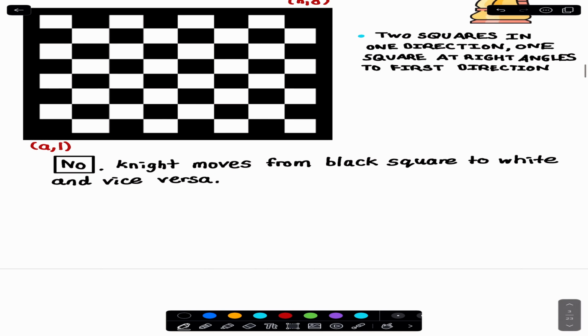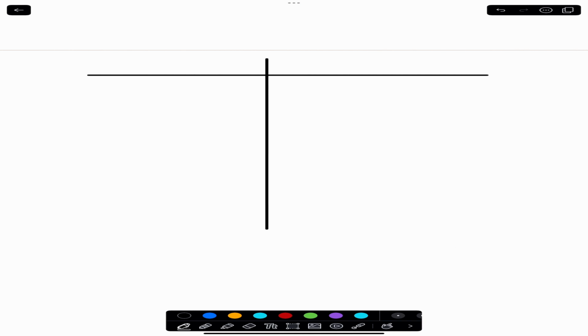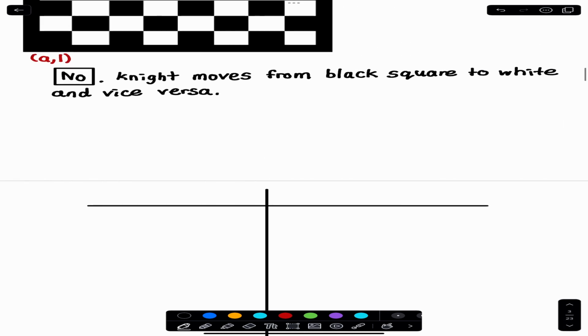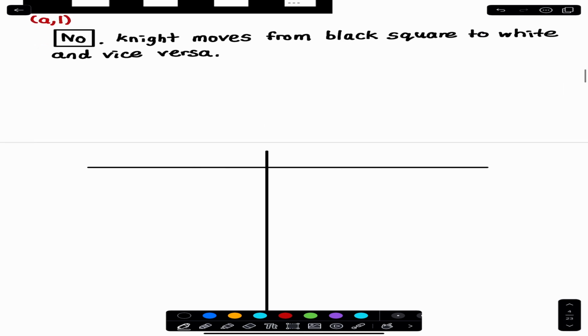So what I'm going to do is I've actually prepared another page, because I'm going to make a handy little chart. And on the left side, I think I will put move, and on the right side, I'll put color of square.